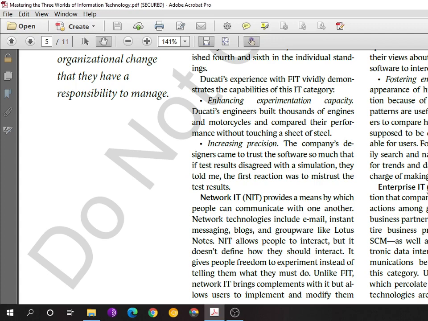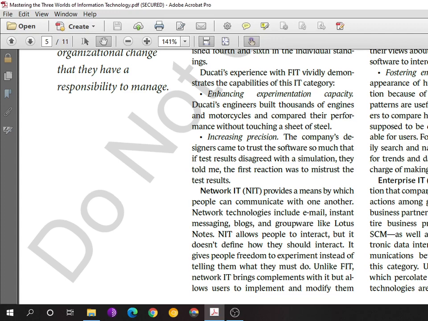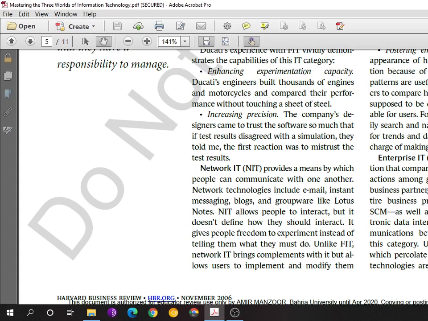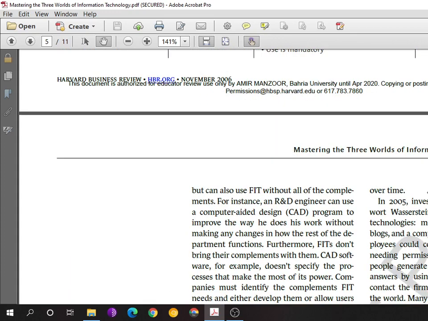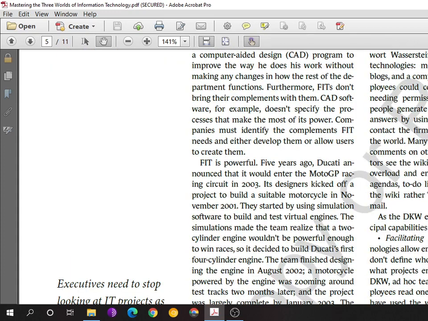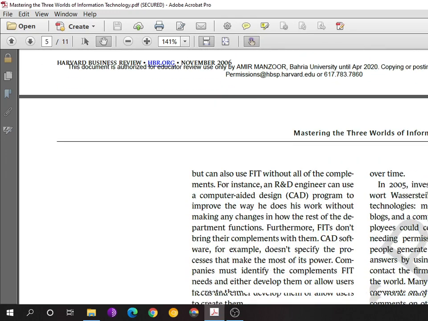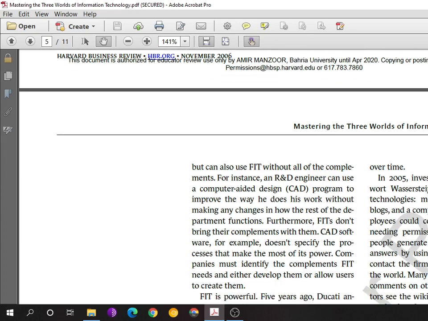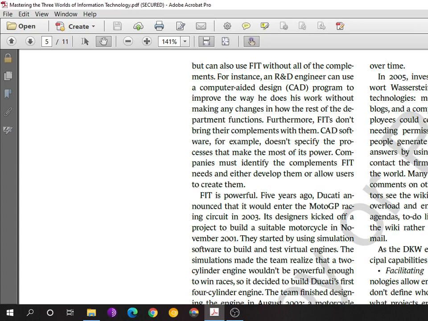Let's look at network IT. Network IT, of course, allows people to communicate, and it allows people to experiment without telling them how to do it. So they can share whatever they're doing and collaborate with people. They gave another example of DKW, which is apparently an investment bank, and they use this to share information with each other.